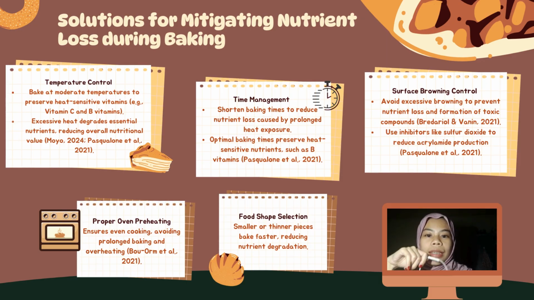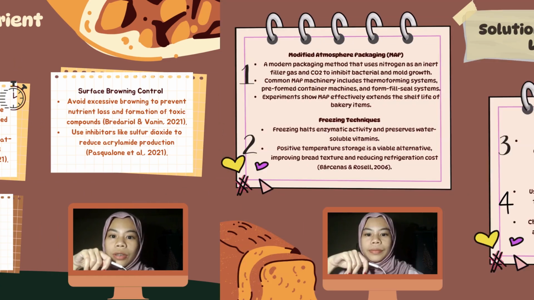nutrients. Next, we need to address surface browning. While browning enhances flavor, excessive browning can lead to nutrient loss and the formation of harmful compounds. By controlling the browning process, such as using inhibitors like sulfur dioxide, we can maintain nutritional quality. Proper oven preheating is another key strategy, ensuring even cooking and avoiding unnecessary overheating. Lastly, the shape of the food matters. Thinner or smaller pieces bake faster, which reduces heat exposure and nutrient loss.